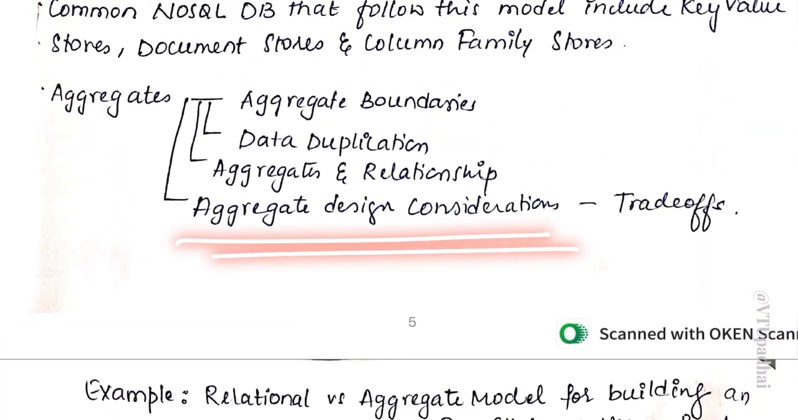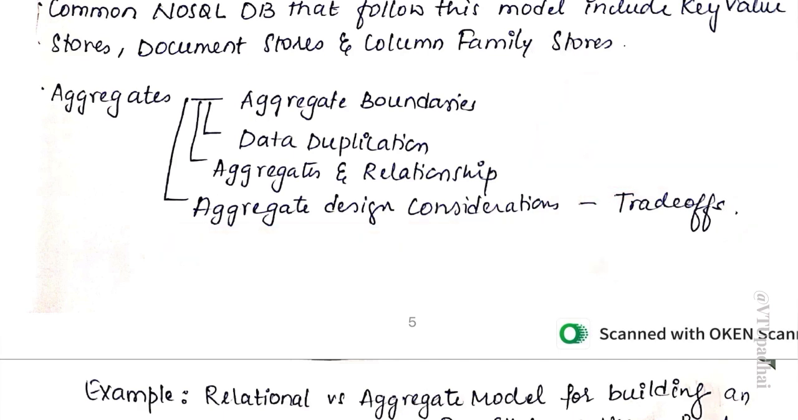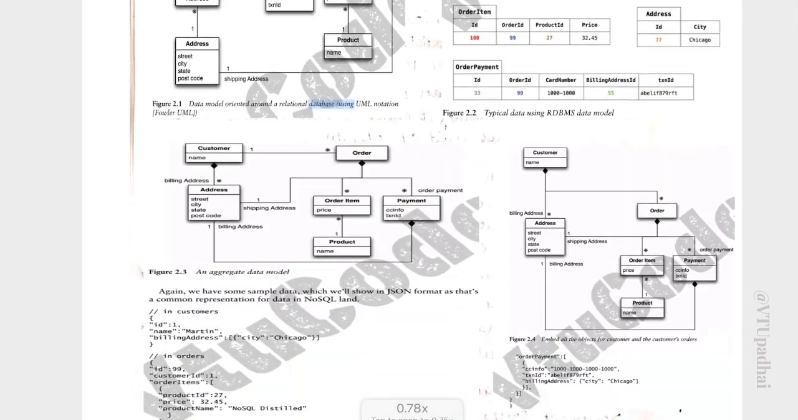Next we have aggregate design considerations. One of the main aspects here is the trade-off. The trade-off is whether I want to bundle the related data, like customers and their details, into a single aggregate, or keep it separate. This choice will depend on how I access the data. If I'm frequently accessing the data together, then I can store it in one object. And if the details are independent of each other, then it is better to keep them as separate aggregates. So that is about aggregate design considerations.